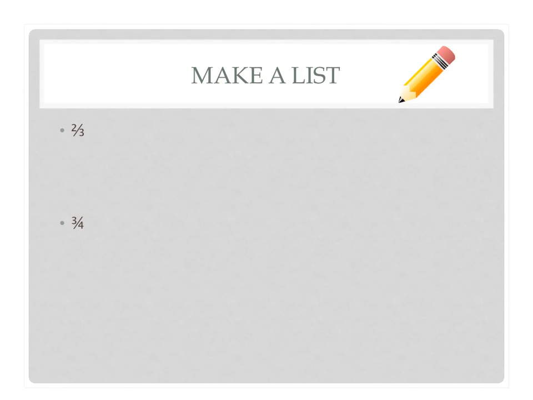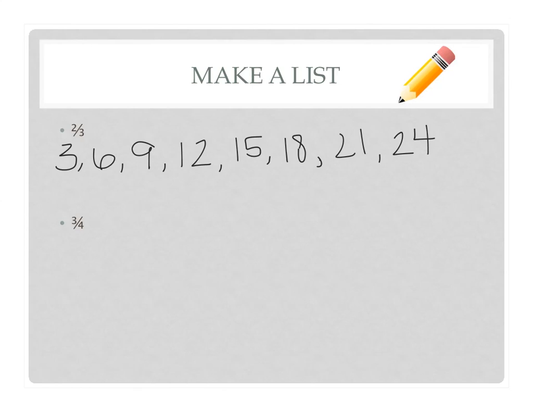Okay, so the first thing we need to do to find common denominators is make lists of the multiples of each denominator. Now, when you think multiple, think multiply. So when I'm giving multiples, I'm multiplying each time. My first fraction is 2/3. I'm focused on the denominator, which is 3. So I'm going to be making a list of the multiples of 3. So we have 3, 6, 9, 12, 15, 18, 21, 24. I could keep going, but for right now I'm going to stop there.